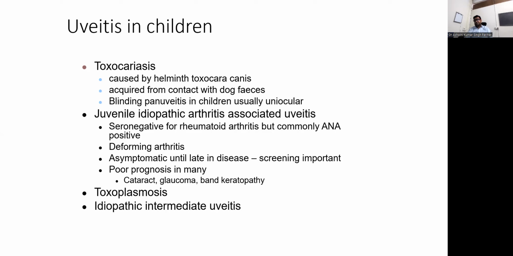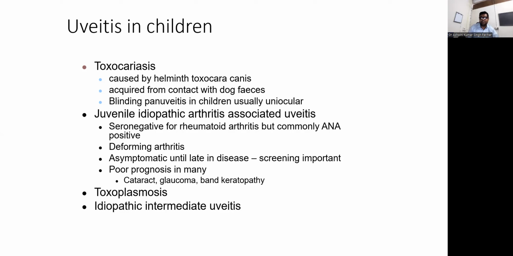Uveitis in children. The conditions which we have mentioned till now, other than uveitis in particular conditions, can also affect children. But there are particular conditions which more likely affect children in terms of development of uveitis. These patients will develop uveitis in early childhood.